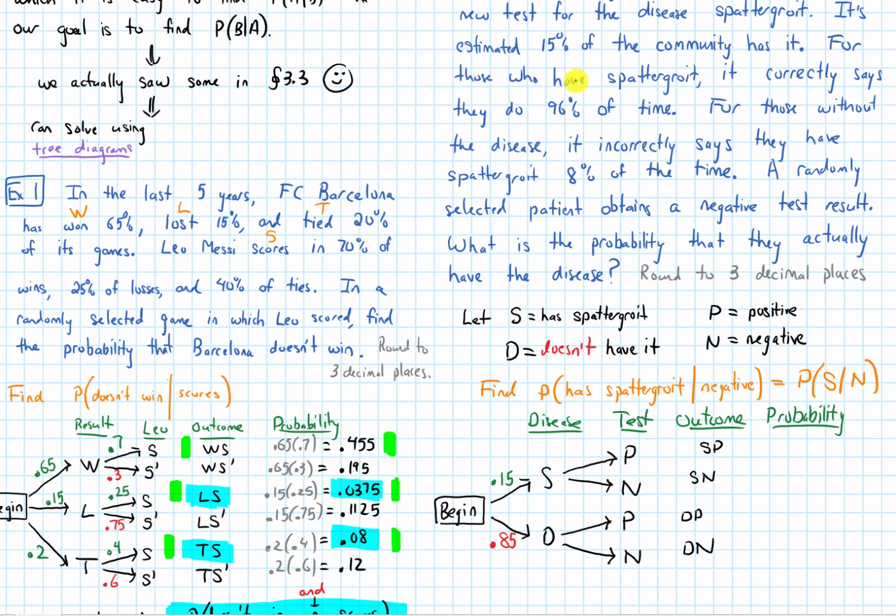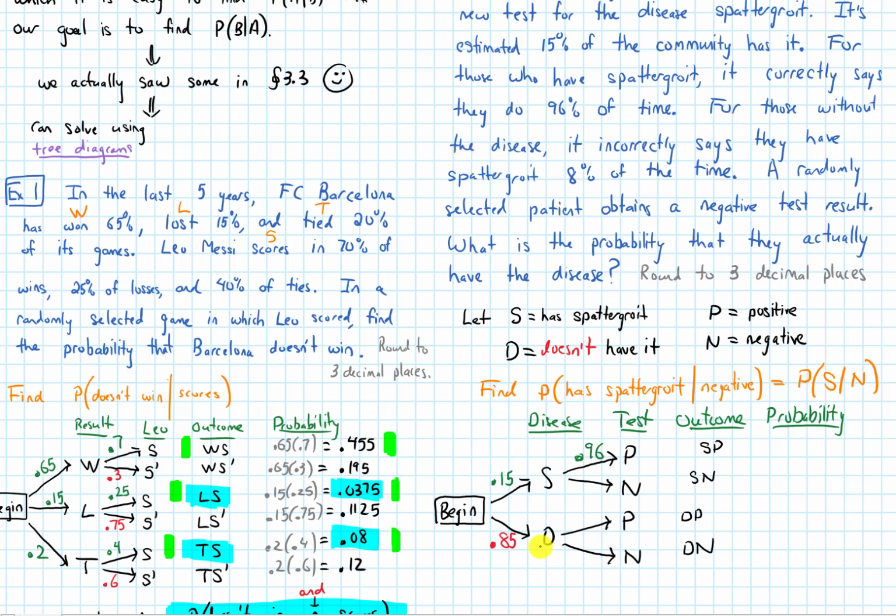It says, for those who have spattergroit, it correctly says that they do 96% of the time. In other words, starting at the branch for S, if they have spattergroit, it will say that they do, which means a positive test result, 96% of the time.